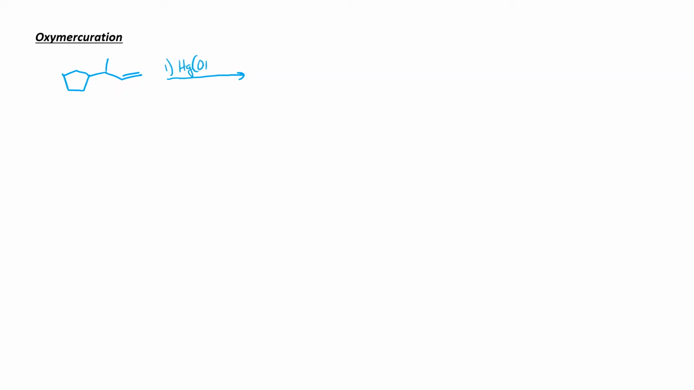So we have a mercury compound called mercuric acetate, we'll talk about that in a second, plus water. And then our second step is sodium borohydride. First of all, let's talk about the product. The product is going to be an alcohol where the water ends up adding to the more substituted position of the alkene, so we end up with an OH over here, and then we get a hydrogen at this position.